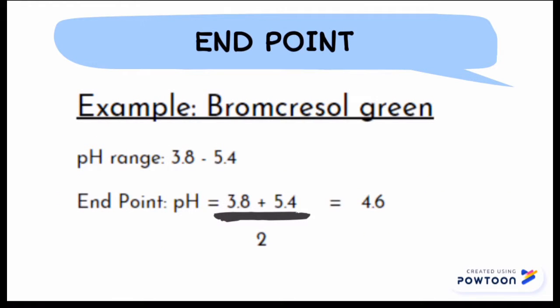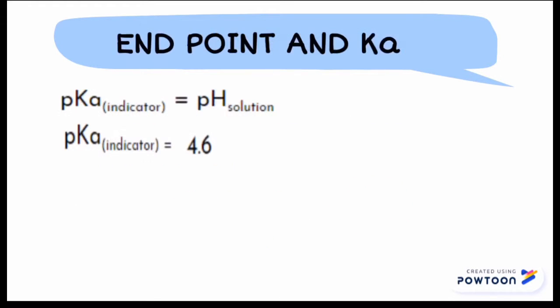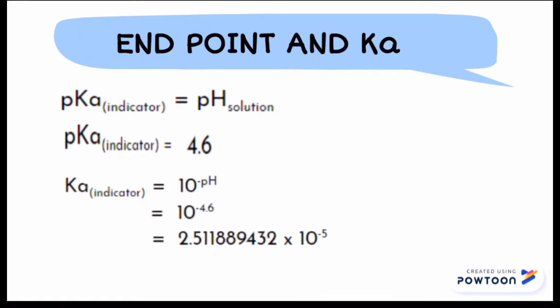Taking bromocresol green as an example, if we take the average of the two pH values in its pH range, we will get 4.6. To solve for Ka, we will need to calculate 10 to the power of negative pH. By plugging in a pH of 4.6, we will get a Ka of 3 times 10 to the negative 5.